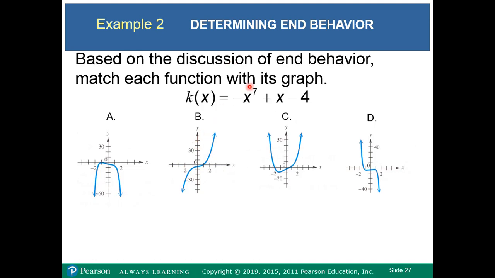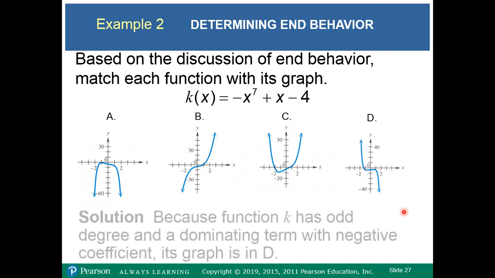And now here we have another odd degree, but this time the coefficient is negative. So this means it's going to have a general negative downward trend from left to right, and the tails are going to go in the opposite direction, so this one has to be D.